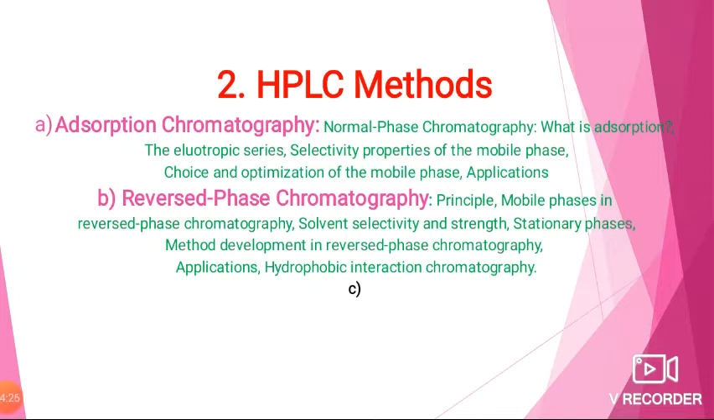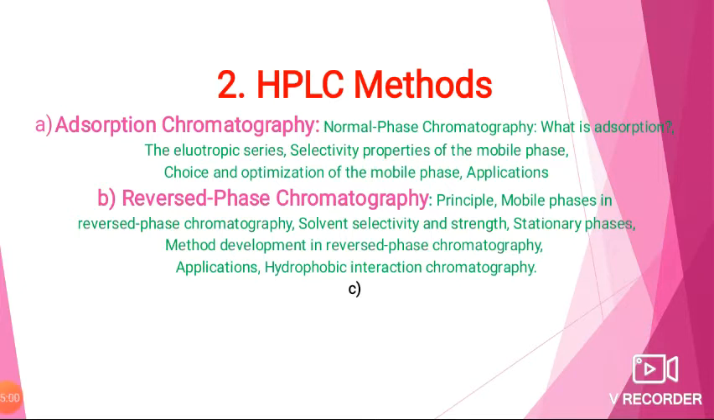The second part is reverse phase chromatography. About 5 to 6 parts are there, shortly called types. Adsorption chromatography, this is the types of chromatography. Reverse phase chromatography, then in that reverse phase chromatography, there is some principle of reverse phase chromatography. Then the mobile phase in reverse phase chromatography. Which mobile phases are used in reverse phase chromatography, we will discuss at that point.